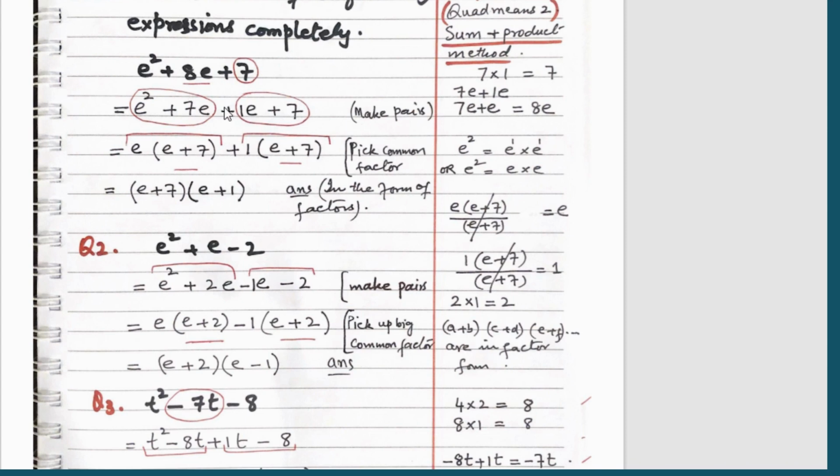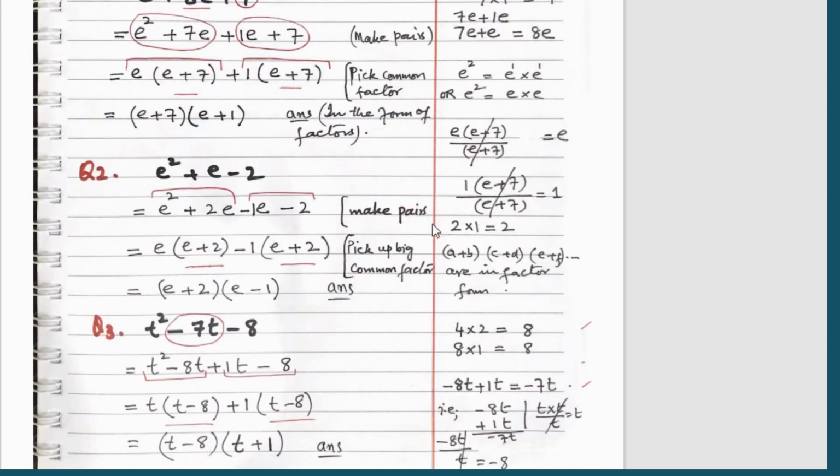But it is not necessary that we always add up. We may subtract as well, like we are doing in question number 2. 2 into 1, if we add up 2 and 1, we will get 3e, but we need plus 1e. So what will we do?